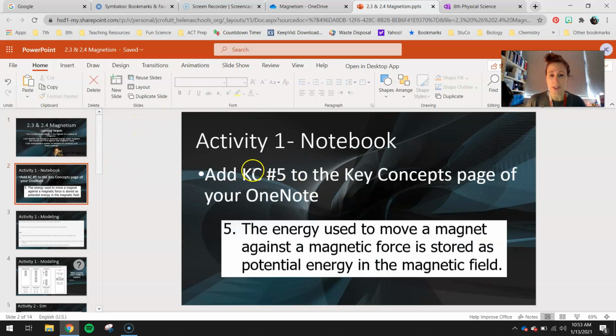Okay, so first things first, let's add key concept number 5 into your notebook. The energy used to move a magnet against a magnetic force is stored as potential energy in the magnetic field. So we'll be able to, again, tie in that learning target we had of seeing what happens to our potential energy when we move it against and with magnetic force of a system of attracting or repelling magnets.